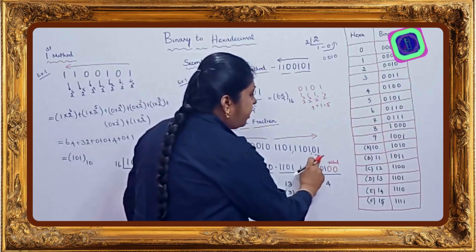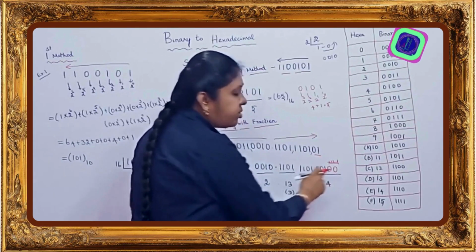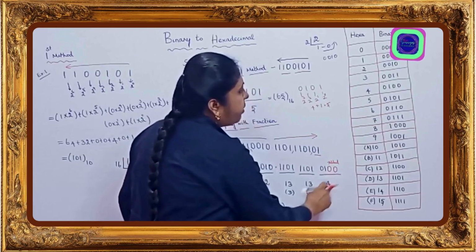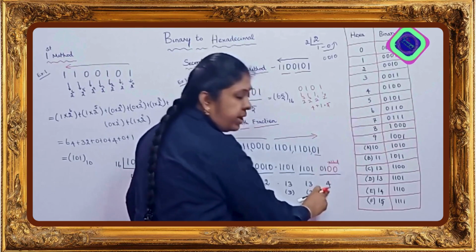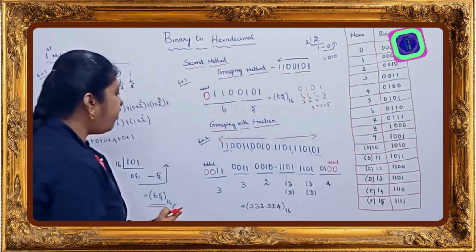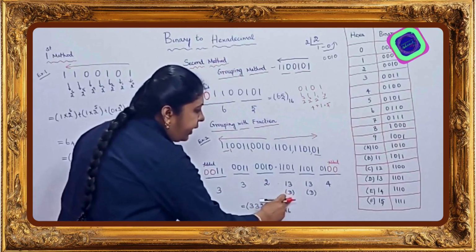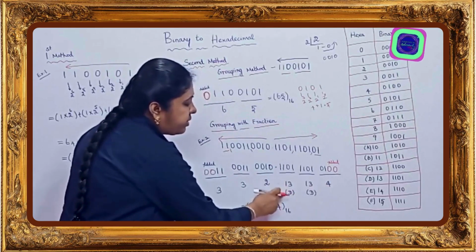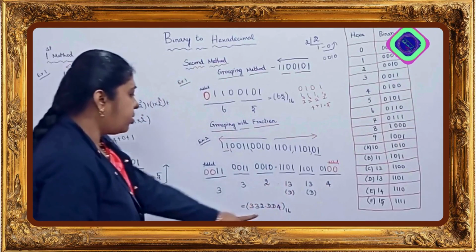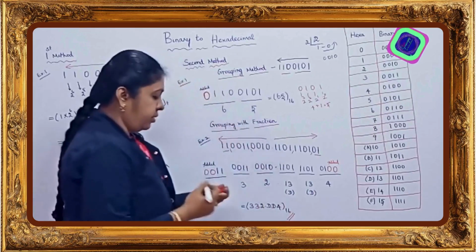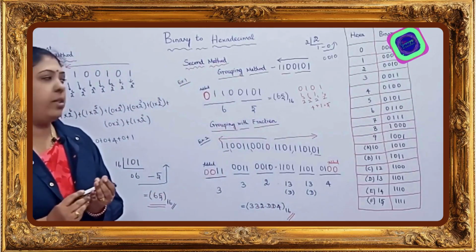And finally, we are left with 01, and 2 zeros are added here. So now the value becomes 0100, which represents the value 4. So 4 is written here. So the final value is 332.DD4. D represents 13. So DD4 to the base of 16. This is the final value.